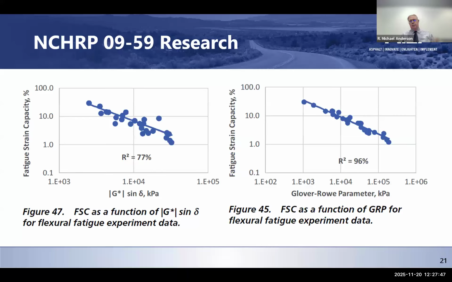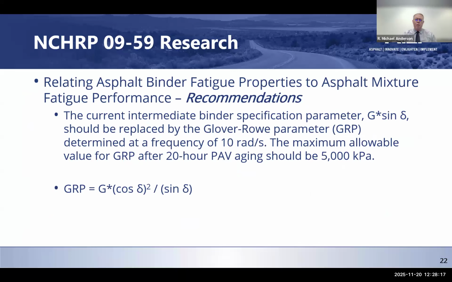And you think back to what we showed earlier with the work that they did in SHARP report A388 and the relationship between mixture fatigue life and G* sine delta. They didn't have bad relationships there either. It wasn't great, but certainly not bad. So what the researchers were finding was basically that they had better correlations with the Glover-Rowe parameter. Because of that, they recommended that the Glover-Rowe parameter should replace G* times sine delta.